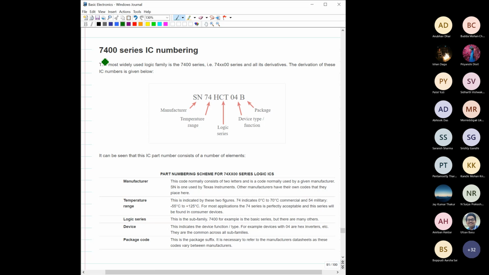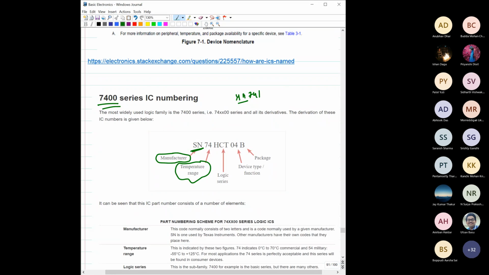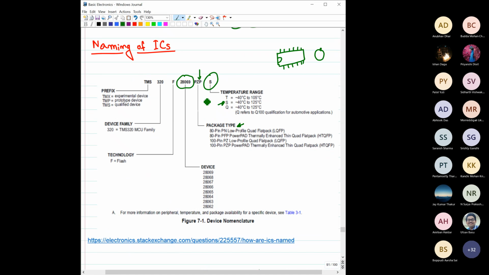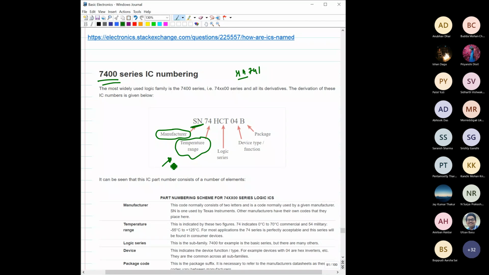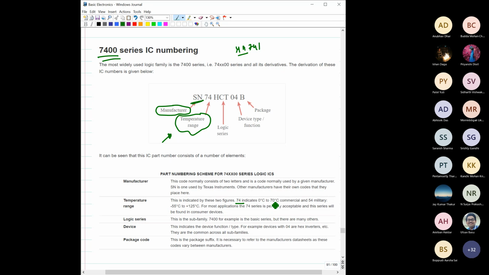Whereas you can also see the 7400 series, which you will use a lot in digital electronics. For this type of IC, the naming scheme is like this. The first two letters indicate the manufacturer. Like we mentioned, in mu A741, the mu stands for Fairchild. The 74 stands for the temperature range here. In the previous scheme, the temperature was indicated by a single alphabet, S, T or Q. But for this scheme, the temperature is indicated by the 74 digits, where 74 stands for 0 to 70 degrees, for commercial use only.